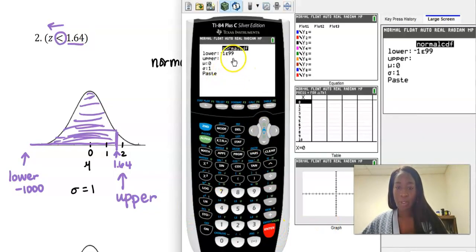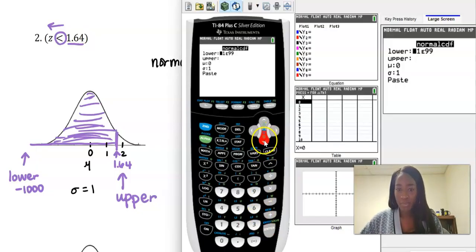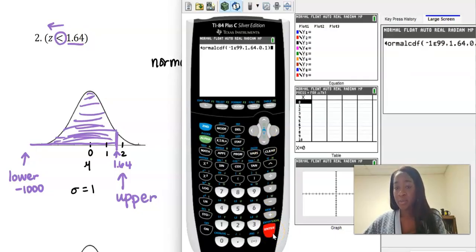We're going to enter our lower limit. I can leave it as that, negative 1e99. And that just means it has like, what, 98 zeros on it? Or you could put negative 1,000, doesn't matter, as long as you have a very negative number in there. Upper limit is a positive 1.64. Don't change mu and sigma.